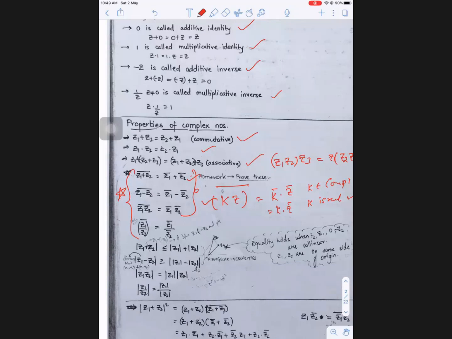By using z1 plus z2 whole bar equal to z1 bar plus z2 bar, and by using k z whole bar equal to k into z bar, where k is a real number, with these properties we have an important result in algebra. What is that?